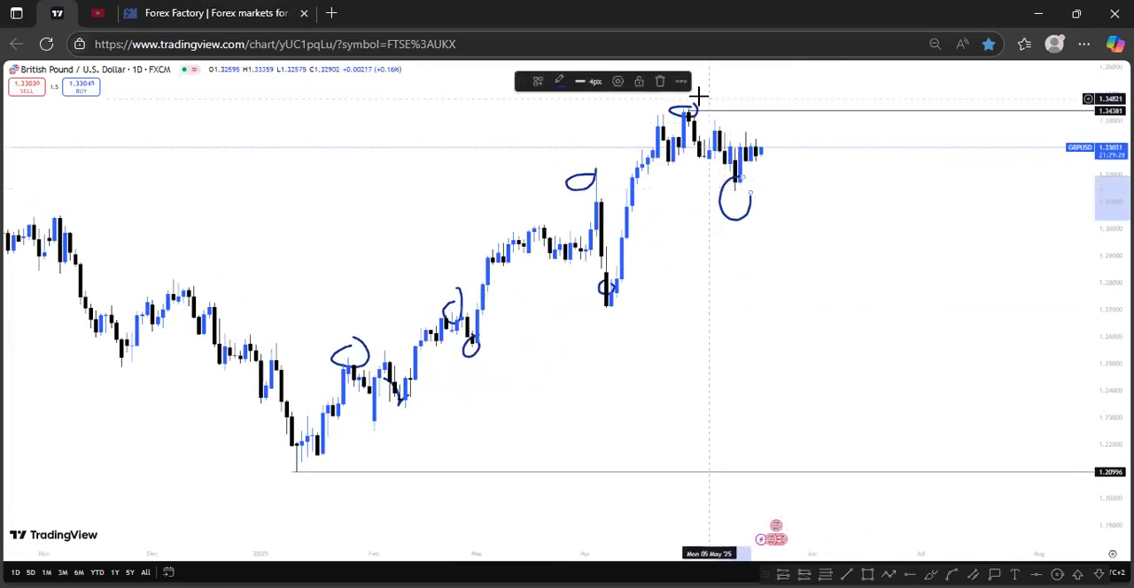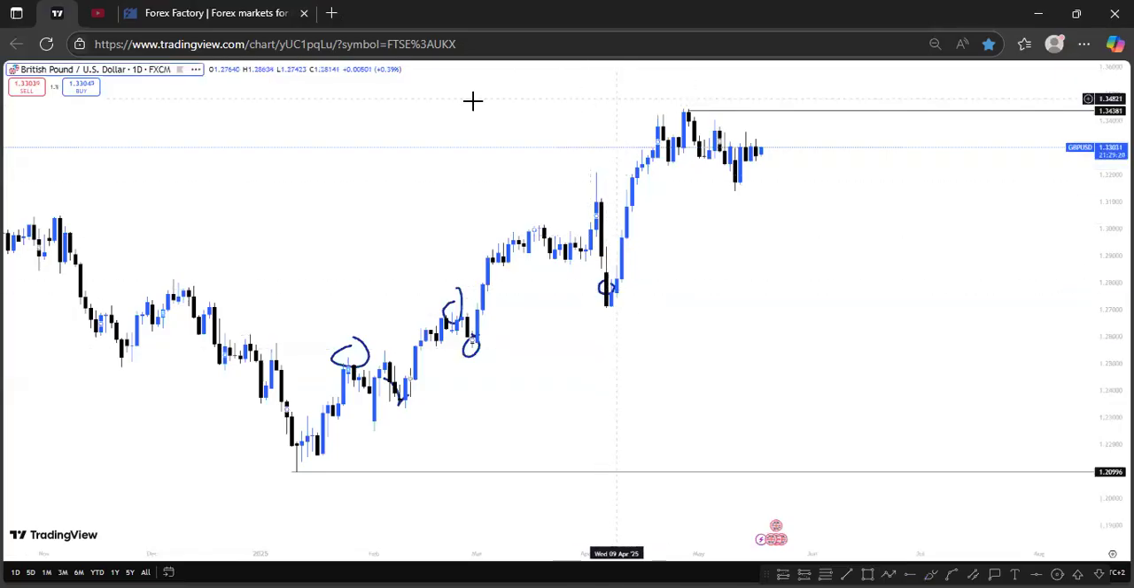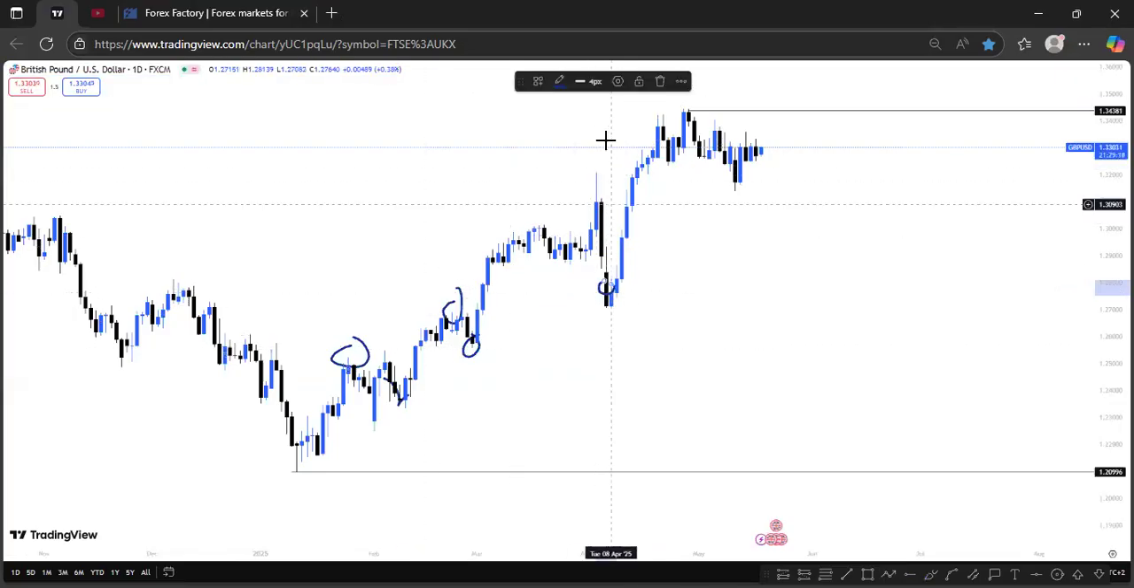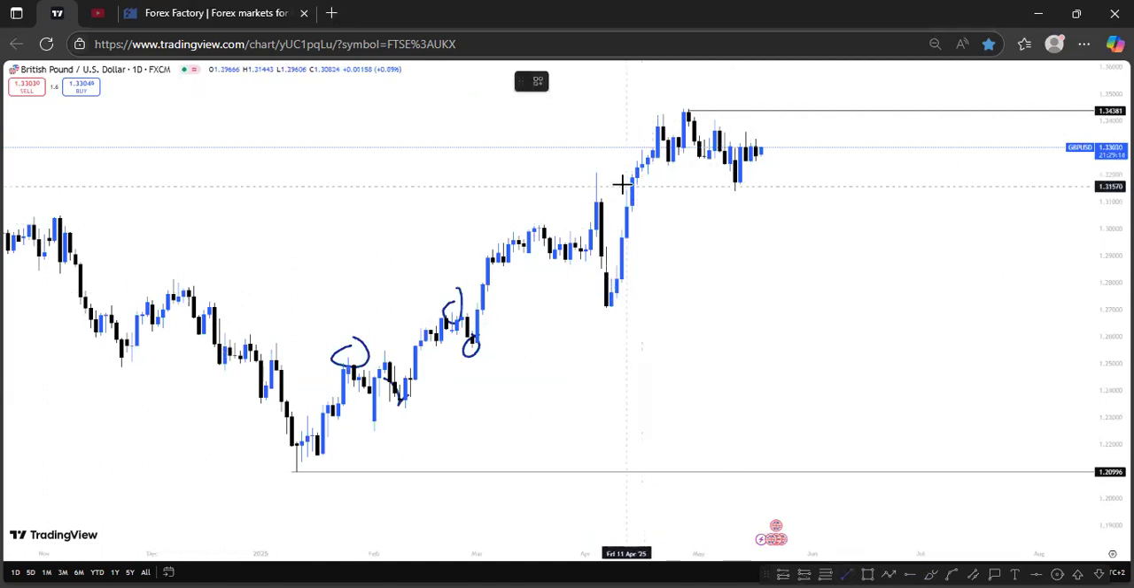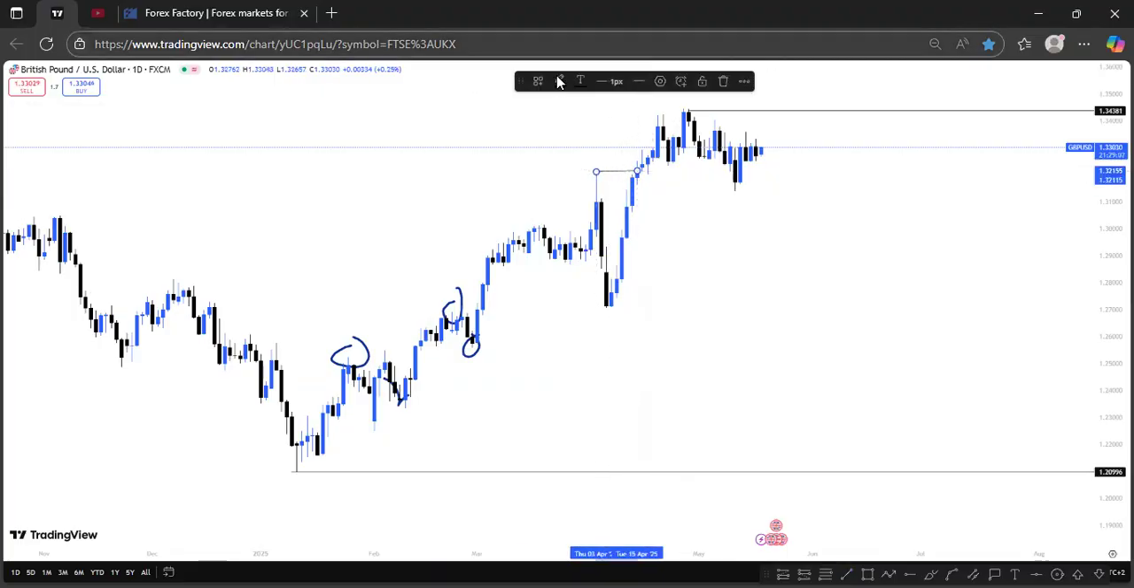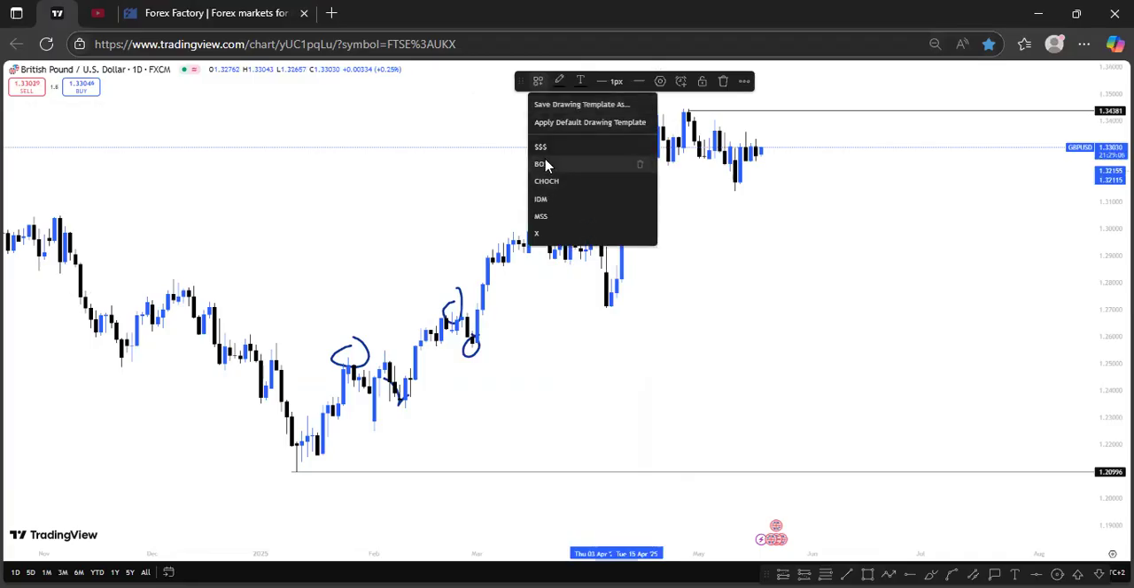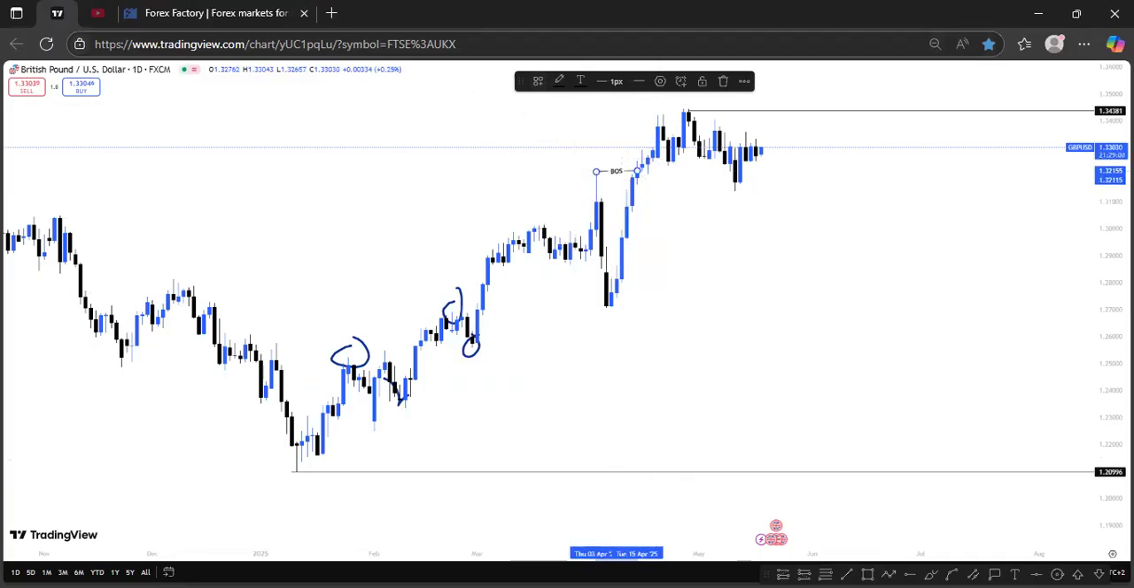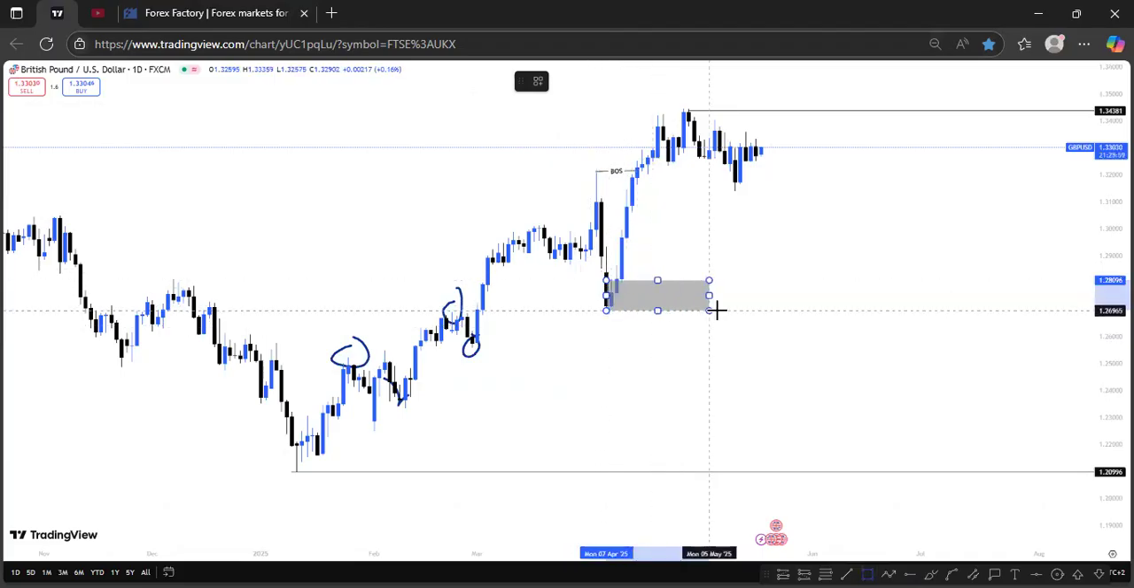So now, what am I going to do? I'm simply going to mark out the last break of structure I had to the upside from the daily time frame, and its origin. I'm going to see that this is the last break of structure I had here to the upside on the daily time frame. And the origin of this break of structure is actually here, right?